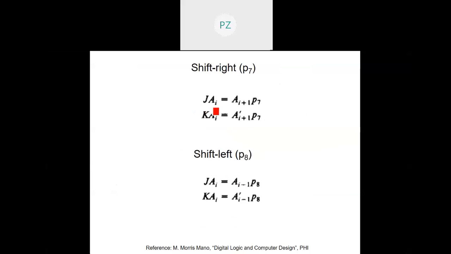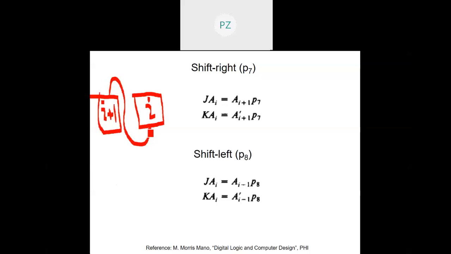Shift right. J_i will be A_{i+1} (P7), right? Suppose this is the ith bit, and we have to do the shifting. So it should receive data from i plus 1. So the data should come from here and it should go here like this, right? That is what shift right would be, and shift left would be just the opposite.